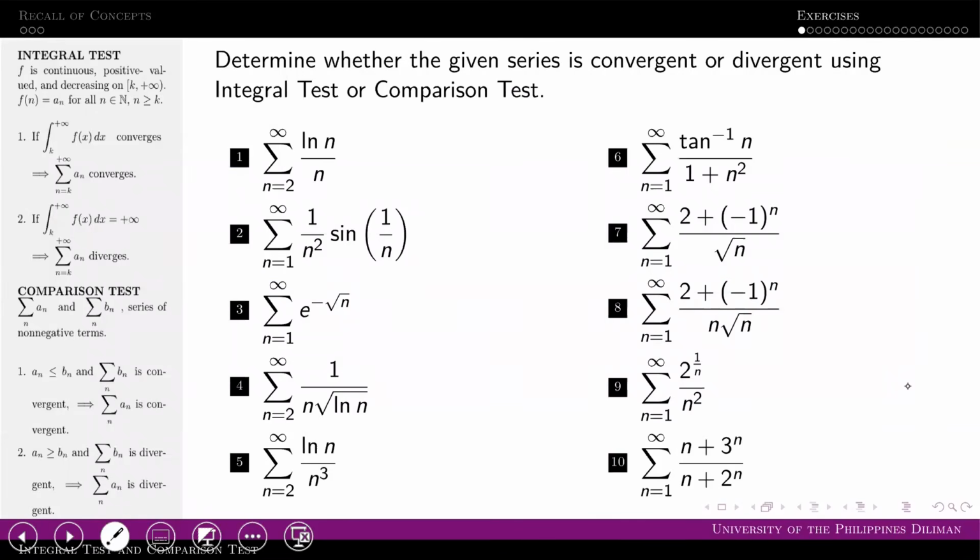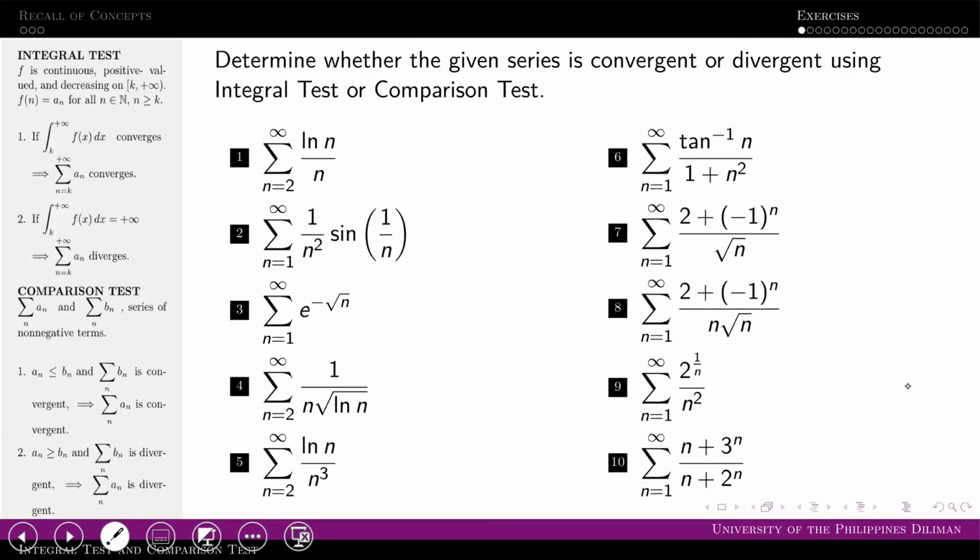So ngayon na na-refresh na tayo about our topic, pwede na nating silipin yung mga exercises na ating sasagutin. So meron tayong 10 exercises and we are asked to determine whether these series are convergent or divergent using either integral test or comparison test. You might want to pause the video first, tapos sagutin nyo muna on your own before nyo tignan yung solutions ko.